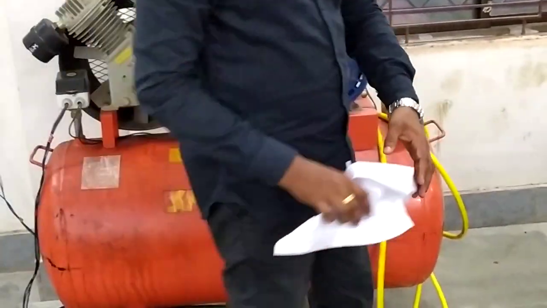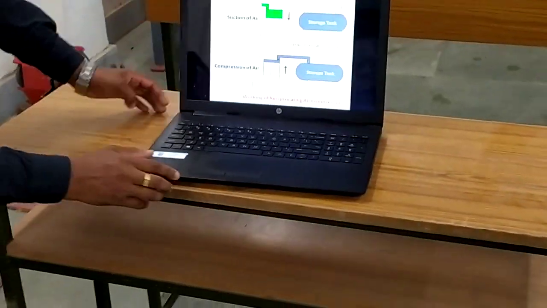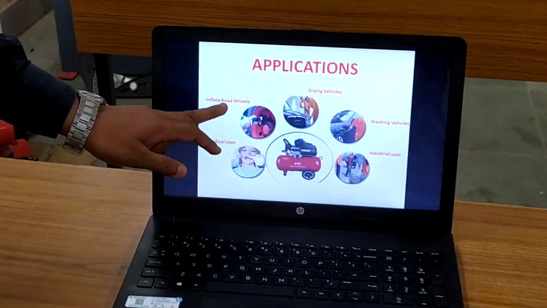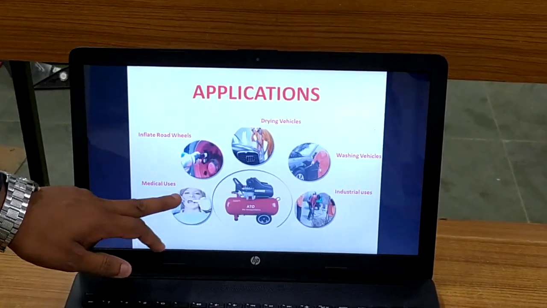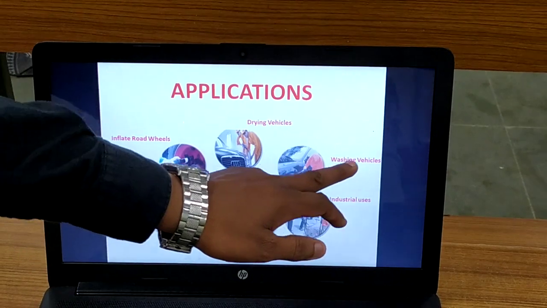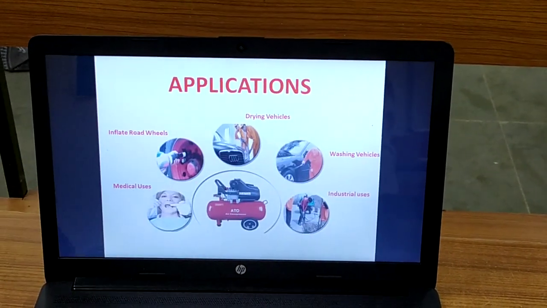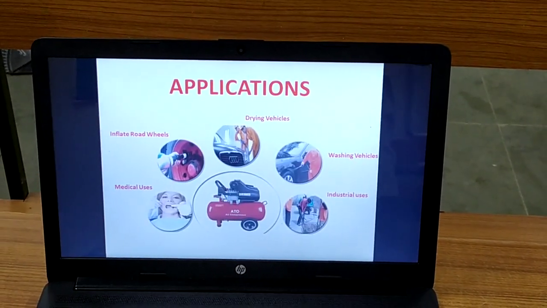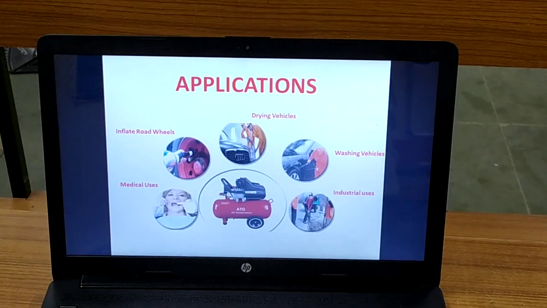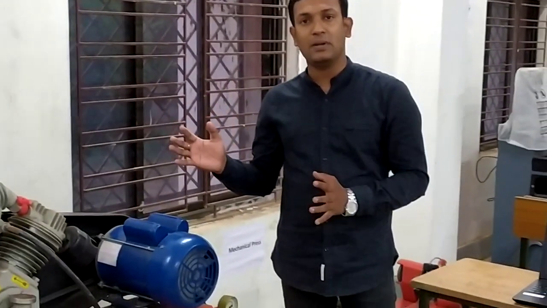Now you see the different uses and applications: in freight road vehicles, medical usages, industrial usages, washing vehicles, and drying vehicles. So this is all about the air compressor. We can use it in different applications in day-to-day life. So this is all about it. Thank you.